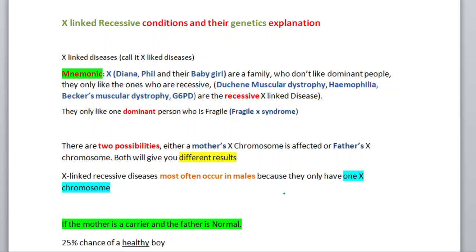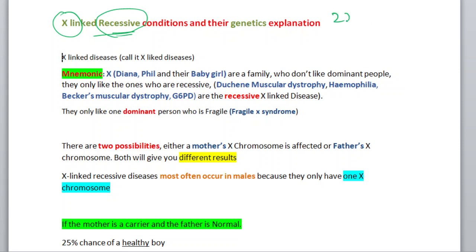So this lecture will be on X-linked recessive conditions and their genetics. We will be trying to discuss the recessive condition, okay? Remember, it is X-linked. So let me start from the beginning.